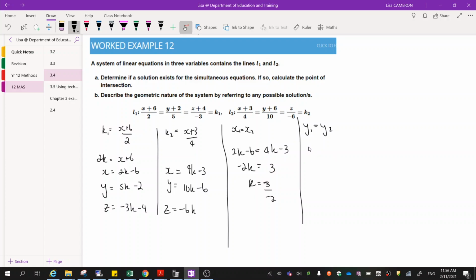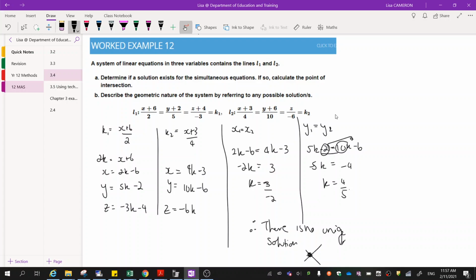Okay, so now for your y's. 5k - 2 is equal to 10k - 6. Take this to the other side, I'm left with -5k. Take this over here, I'm left with -4. That will give me that k is equal to 4 over 5. So they are not the same, therefore there is no unique solution. Meaning that it cannot look like this. There is no point where they touch given these three equations.